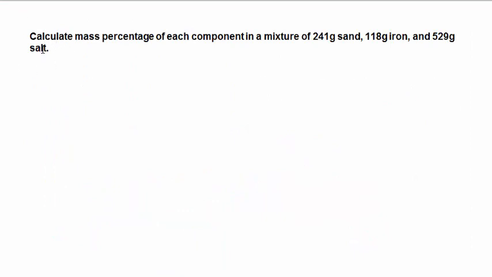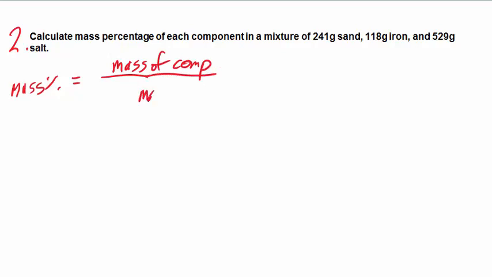Okay, the next question, which is number 2, calculate the mass percentage of each component in a mixture: 241 grams of sand, 118 grams of iron, and 529 grams of salt. So remember, the equation is the mass percent equals the mass of the component that you want to talk about over the mass of the total times 100%. Okay, so you're doing this calculation 3 times.